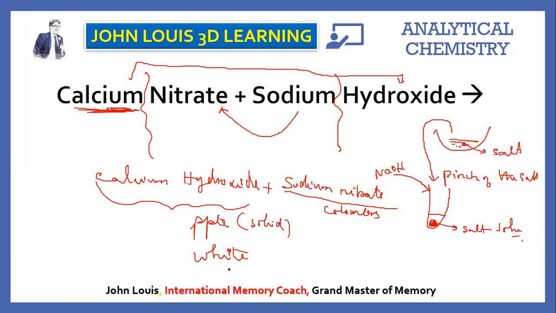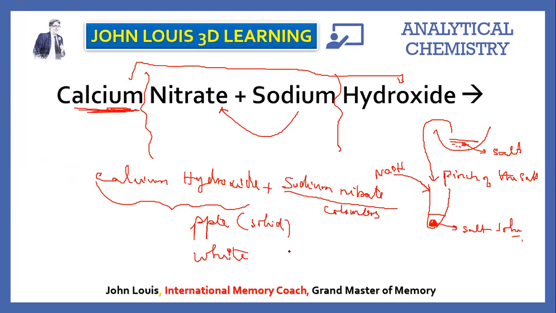See, suppose you are adding sodium hydroxide to the given salt solution. If you are getting a white precipitate, that will be calcium. The positive ion present in the chemical substance will be calcium. Have you understood this now? Why is that white precipitate formed? Because calcium hydroxide color is white.